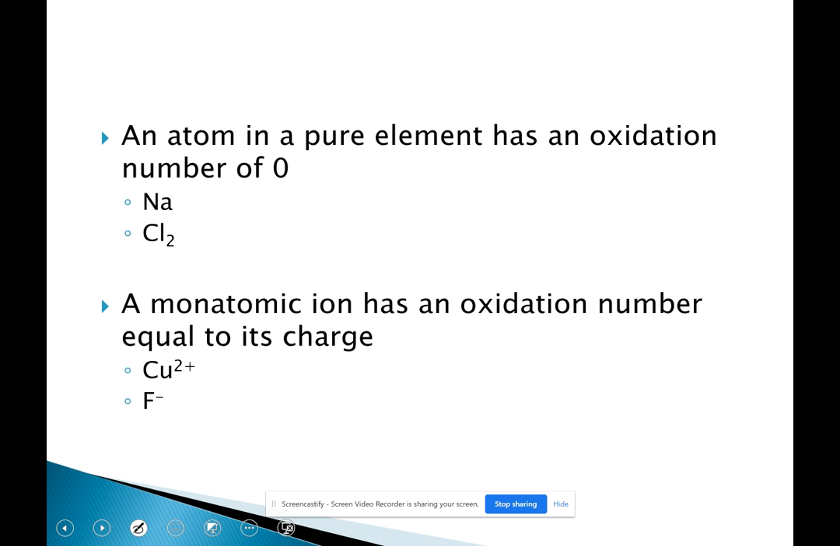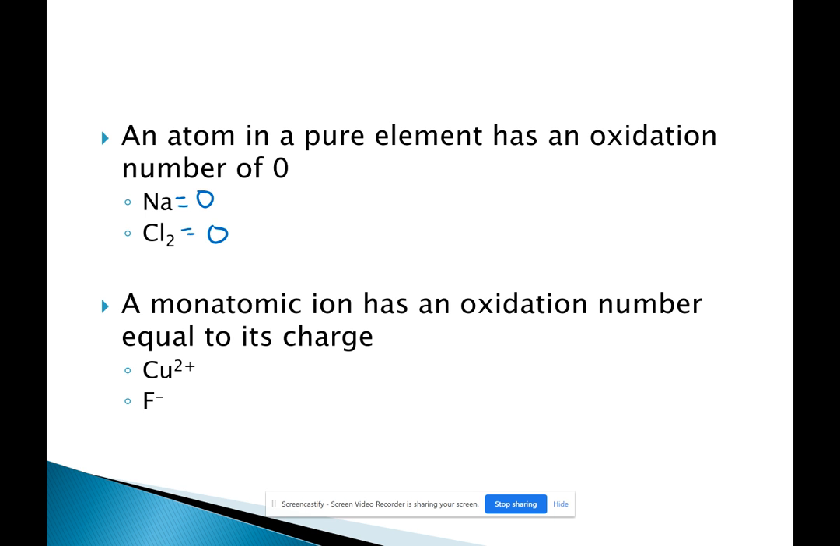So there are a few rules that you'll just have to learn for assigning oxidation state. The first rule is any atom in a pure element has an oxidation number of 0. So what that means is when you have a solid metal by itself, its oxidation number is 0. So sodium here has an oxidation number of 0. Chlorine is one of the diatomics, so chlorine oxidation number as Cl2 will be 0. So basically if it's an element by itself, without a charge, it's not an ion, it's a neutral element by itself, or it's a diatomic, its oxidation number is going to be 0.